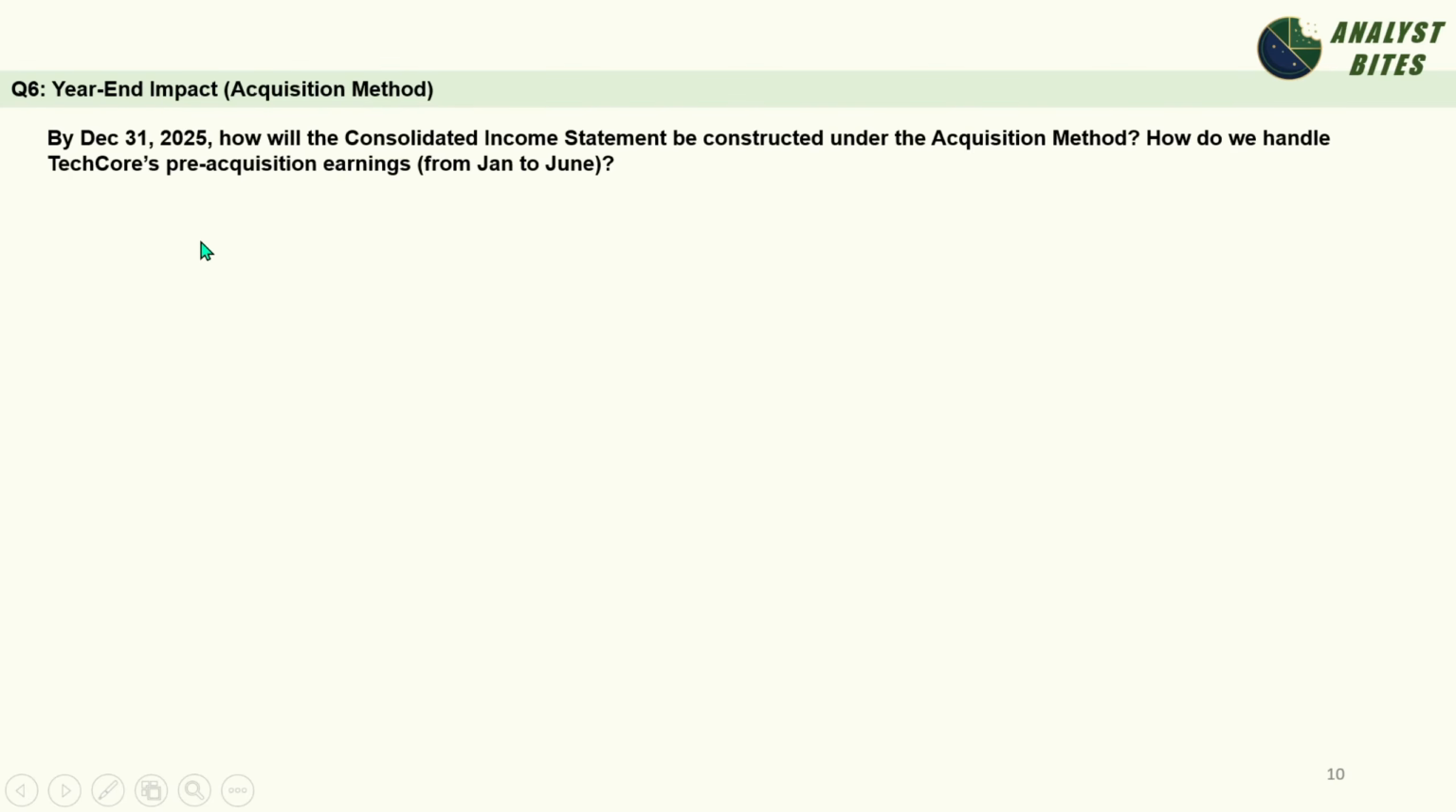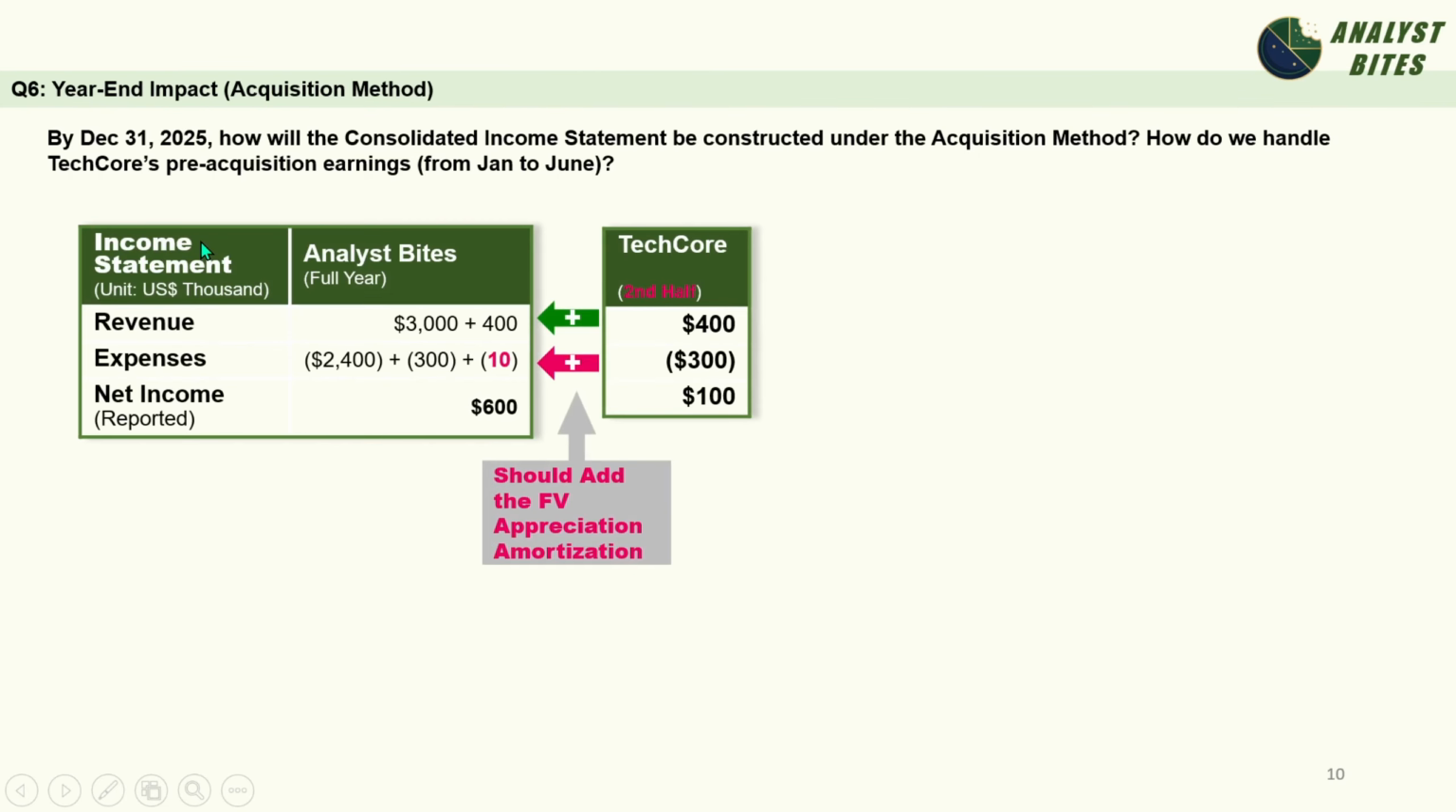Same question. Look at the left side. Since this is a line-by-line consolidation, the income statement works the same way. We must add 100% of the subsidiaries' revenue and expenses for the second half of the year. And of course, don't forget to subtract that 10 million depreciation adjustment we just calculated.